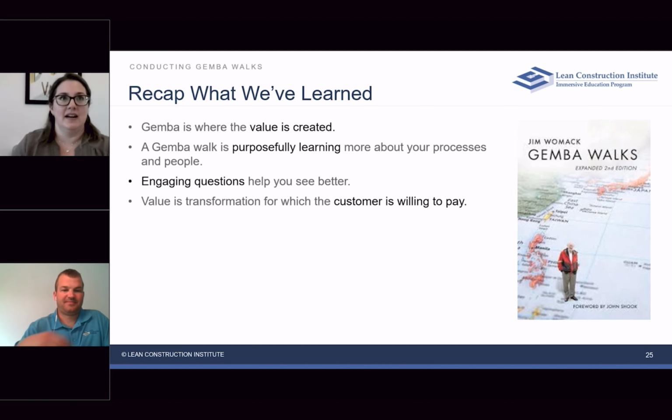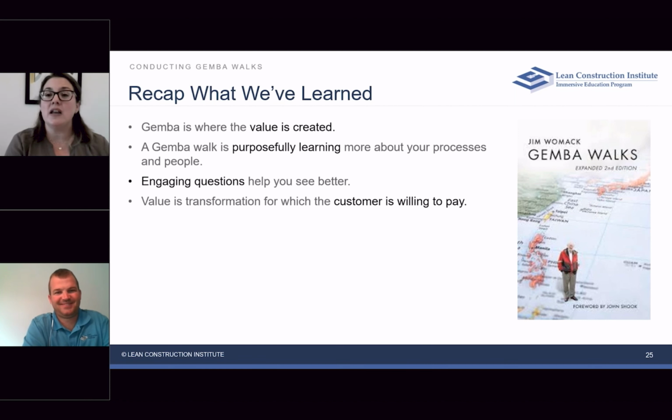Then understanding what the customer is willing to pay for. In terms of the customers we talked about earlier, if a project coordinator is the customer of a project manager, they're not paying the project manager for something, but they are giving their time and effort, right? The project manager is giving time and effort to deliver value to that customer. So understanding what that value is and who that customer is is really key and important, and understanding that for that Gemba walk.